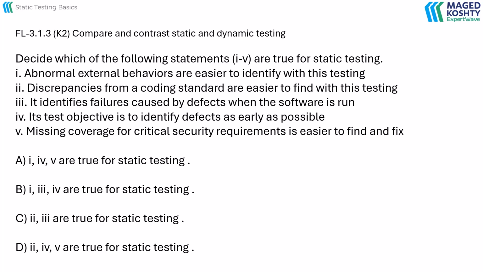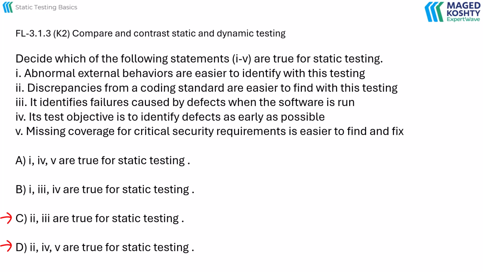1. Abnormal external behaviors are easier to identify with this testing. This is easier to find using dynamic testing when the software is running. So, option 1 is false, which means our options are C or D. Either option 3, 4 or 5 will do. Option 2 should be true, so let's confirm that.